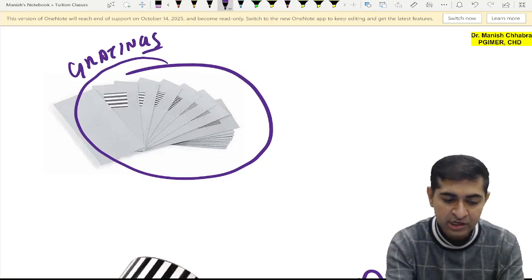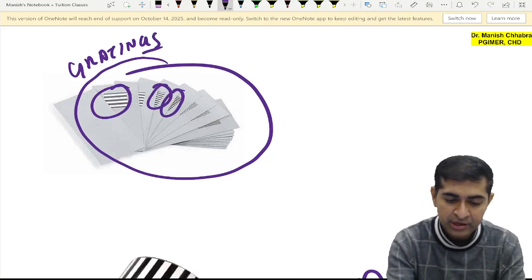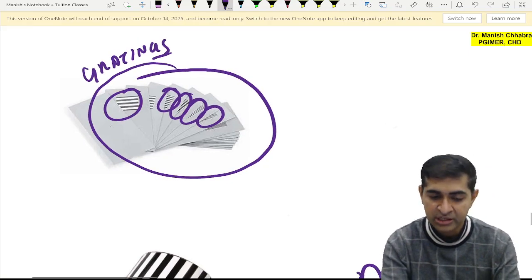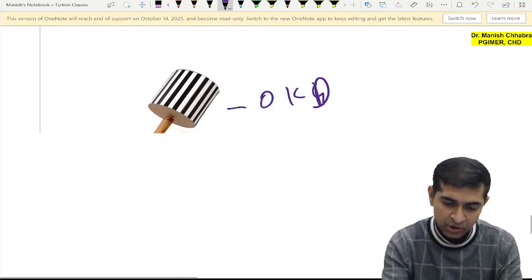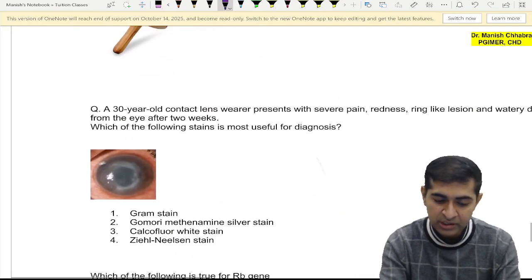on Teller chart. So here, it is like this. I hope it is clear, right? All right, let's move over to the next question.